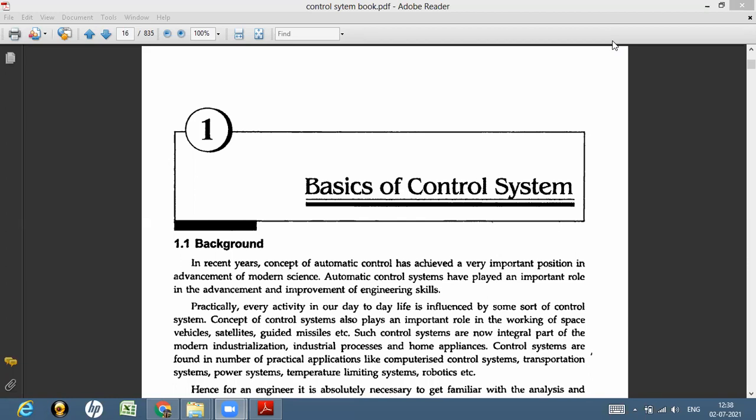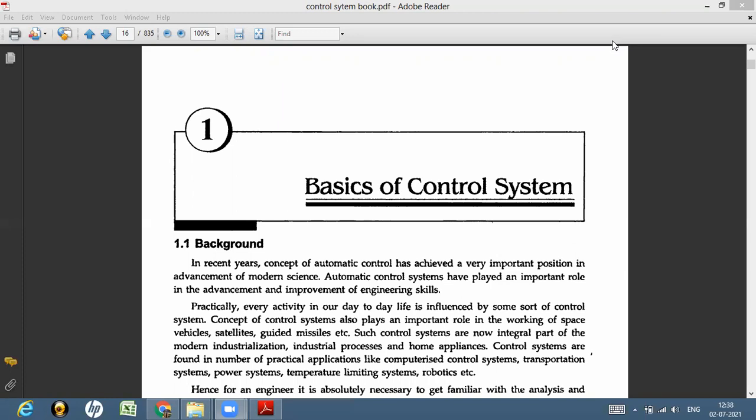For your knowledge, the book recommended for control systems is Automatic Control Systems by UA Bakshi. My submission to all the students is to please purchase the book, Control System by UA Bakshi. This is the PDF version of that book. I have the PDF version with me, and I will share it with you. Those who are not able to buy the book at this time due to the COVID pandemic are requested to go through this PDF file.